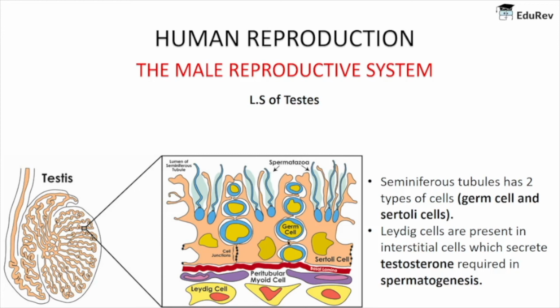So this was all for this session. In this session, we studied the introduction to male reproductive system and about testes and its longitudinal section. I hope you have understood all the topics. We will take up the remaining portion of the chapter in the next video.